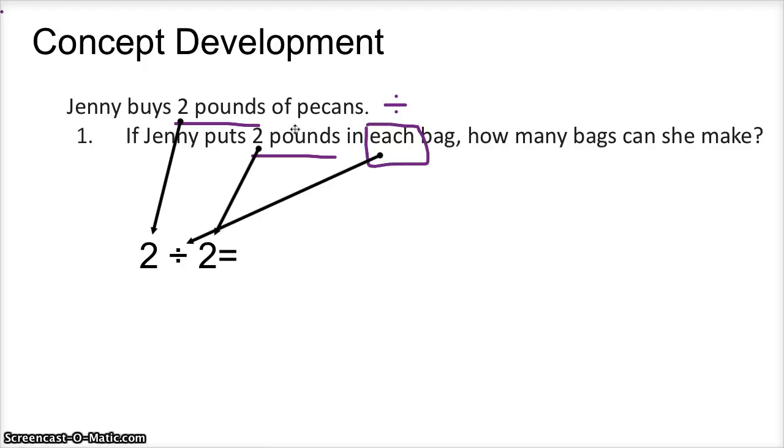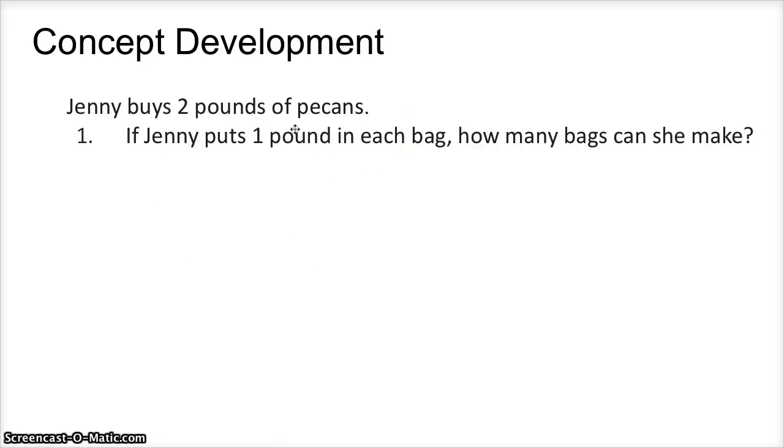2 divided by 2. What is 2 divided by 2? Any number divided by itself we know equals 1. So she can make 1 bag with 2 pounds in each bag. But what if I change that and I say that she can put 1 pound in each bag? So 2 pounds, 1 pound in each bag is 2 divided by 1. I know that any number divided by 1 is itself. So that equals 2. Notice this number is getting smaller. What's happening to this number? Okay, so this is part of our new learning for today.